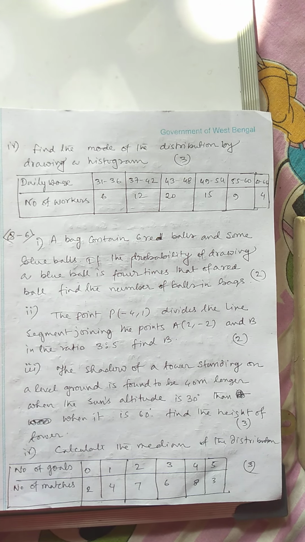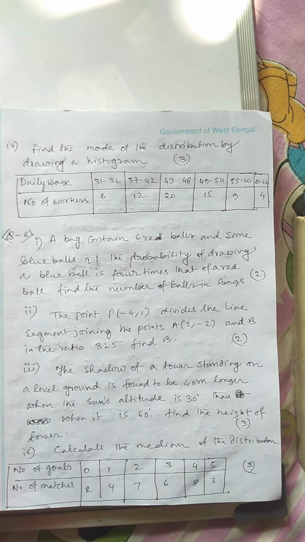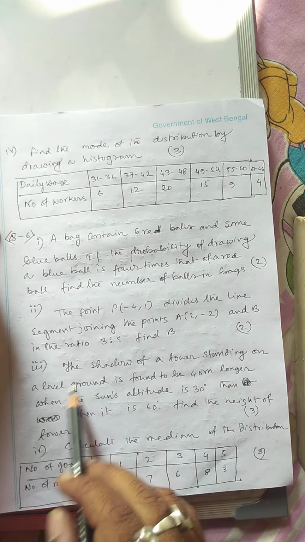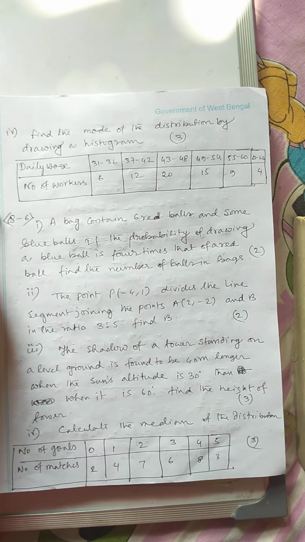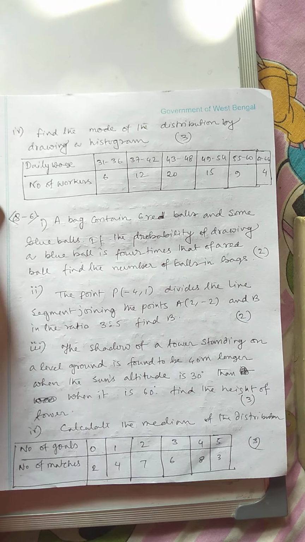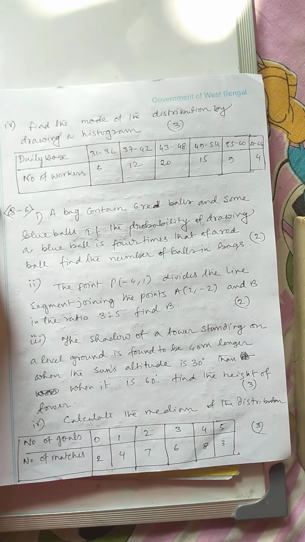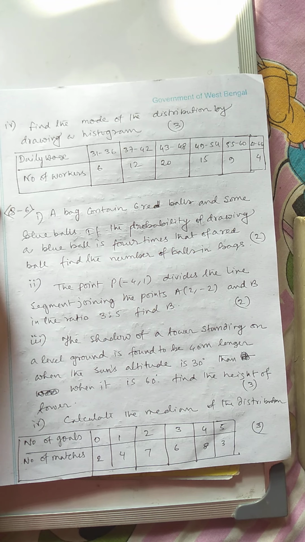Then one question from probability. A bag contains 6 red balls and some blue balls. If the probability of drawing a blue ball is 4 times that of the red ball, find the number of balls in the bag. Very important. Then the point P divides the line segment joining (2, -2) and B in the ratio 3:5. Then find B. This is from height and distance. The shadow of a tower standing on level ground is found to be 40 meters longer when the sun's altitude is 30 degrees. Then find the height of the tower.